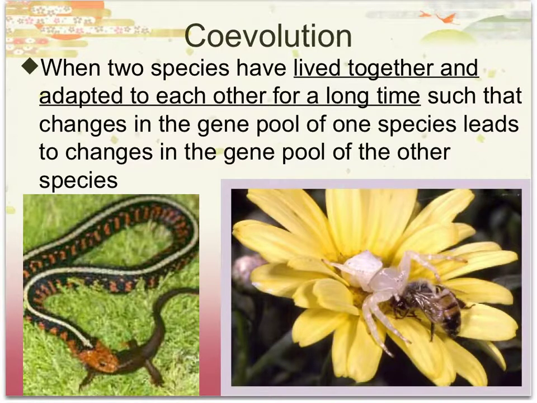All right, so moving on, another predator-prey interaction often involves coevolution, and that's when two species have lived together and adapted to each other for a long time, so that changes in the gene pool of one species lead to changes in the gene pool of the other species.